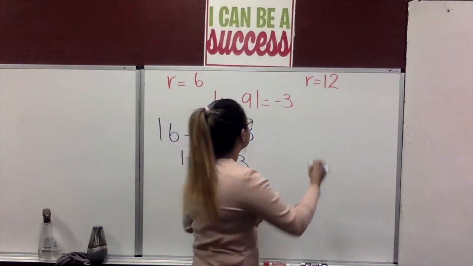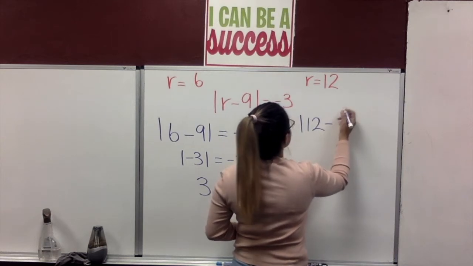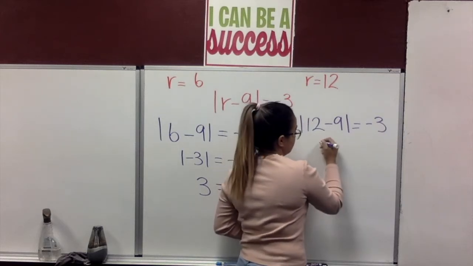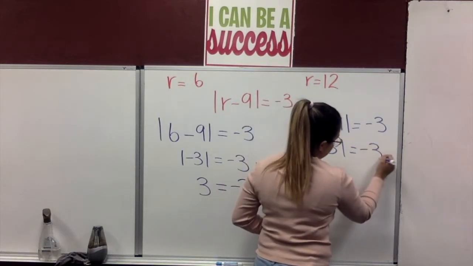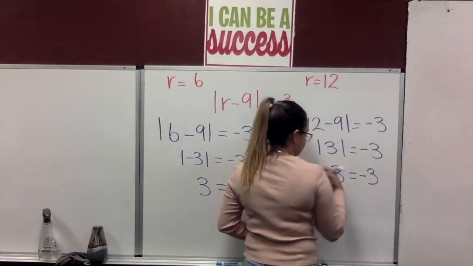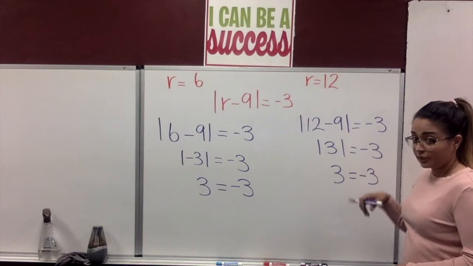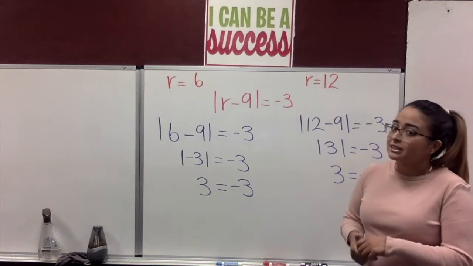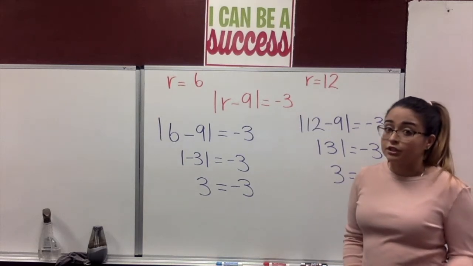On this one, we're going to be plugging in 12. Twelve minus 9 is equal to 3. Again, it gave us the same answer. The absolute value of 3 is equal to negative 3, which technically would be 3 equals negative 3, which is not true because we have a positive and we have a negative. So this equation would be considered a no solution.